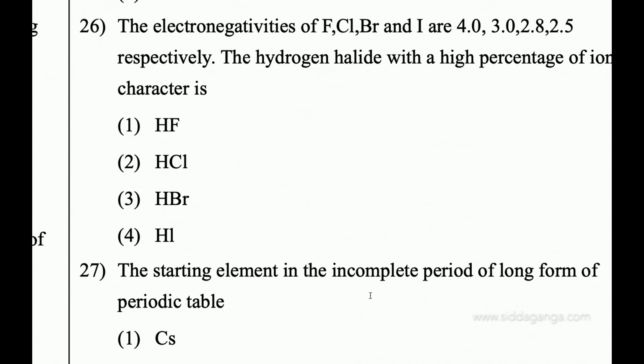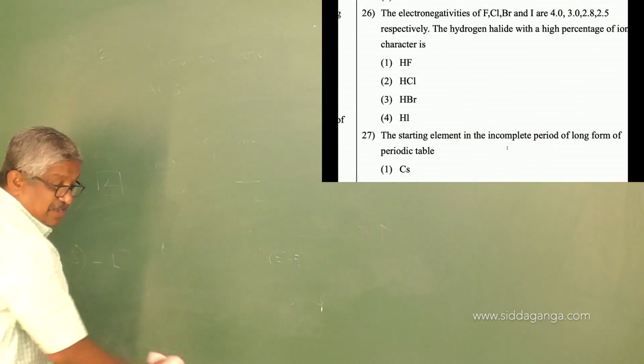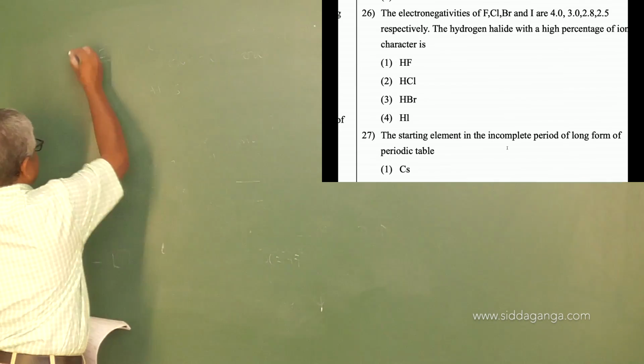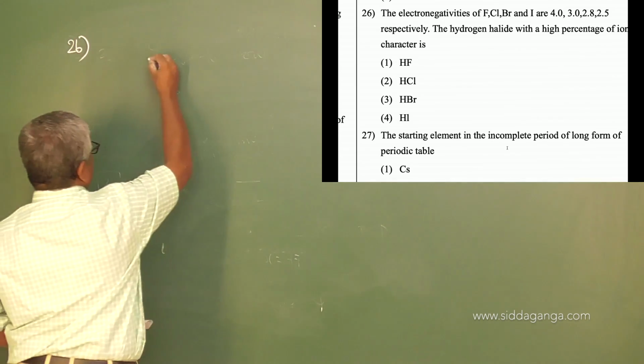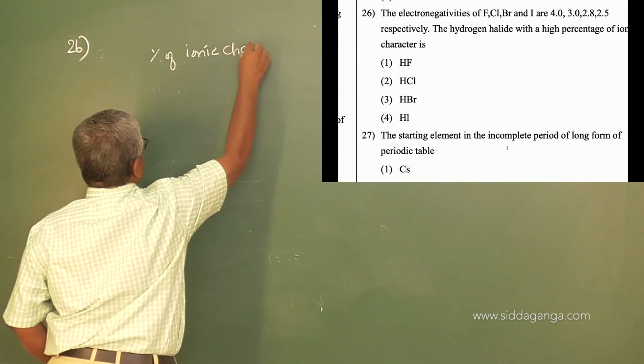Hydrogen halide with high percentage of ionic character. The hydrogen halides are HF, HCl, HBr and HI. Which of these has a high percentage of ionic character? For question number 26, we calculate the percentage of ionic character using a formula.